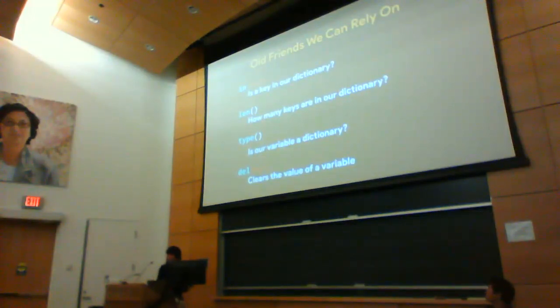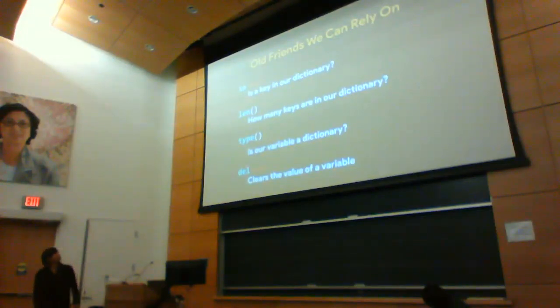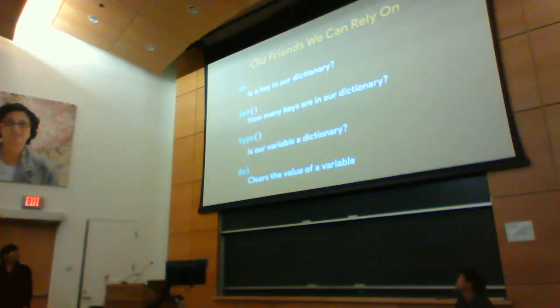Okay, back to this. We can always use these things with dictionaries as well. There's in, so we can check to see if the key is in our dictionary. We can check the length of our dictionaries, how many items are in it, and that'll count the key-value pairs, which is essentially just the number of keys in our dictionary.